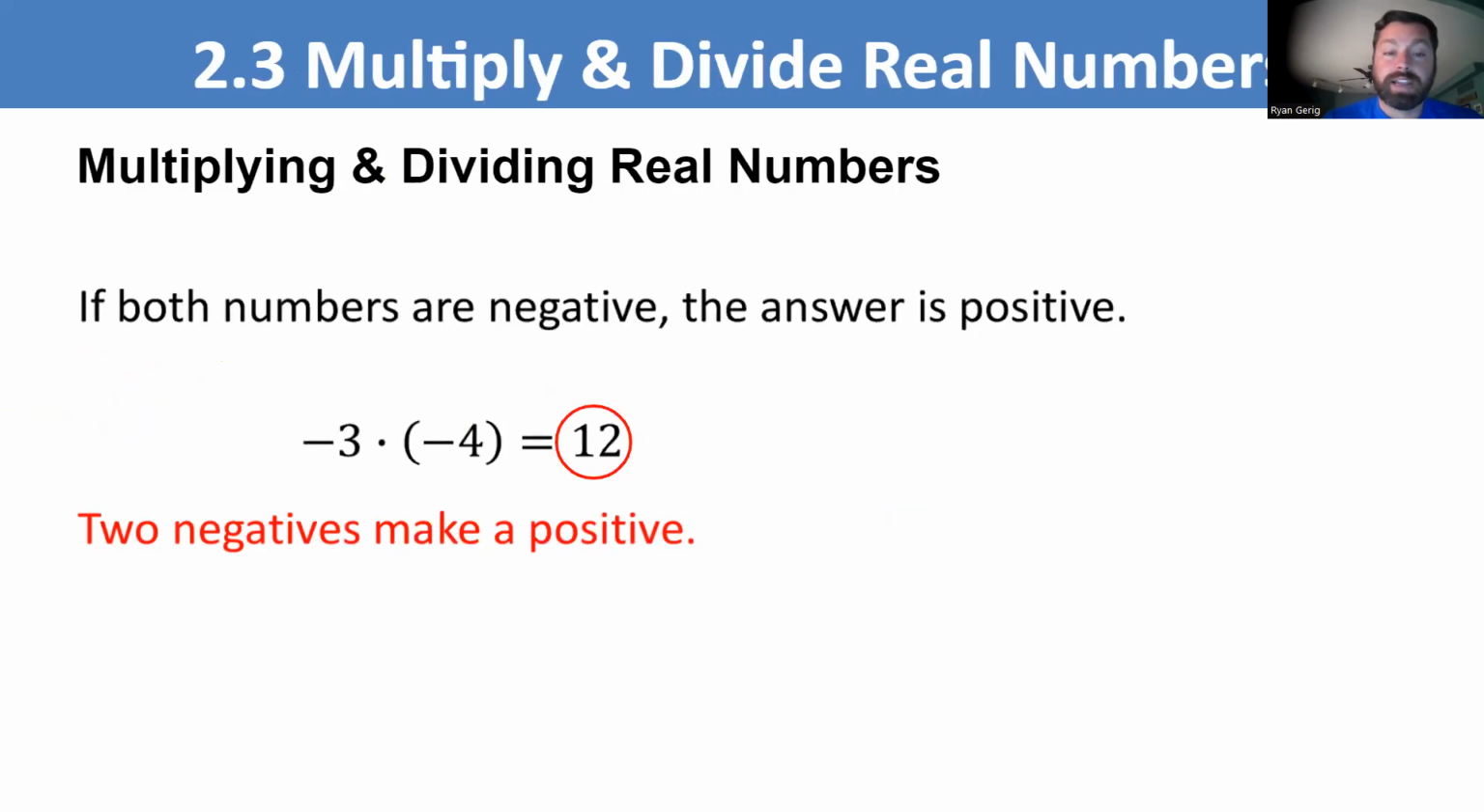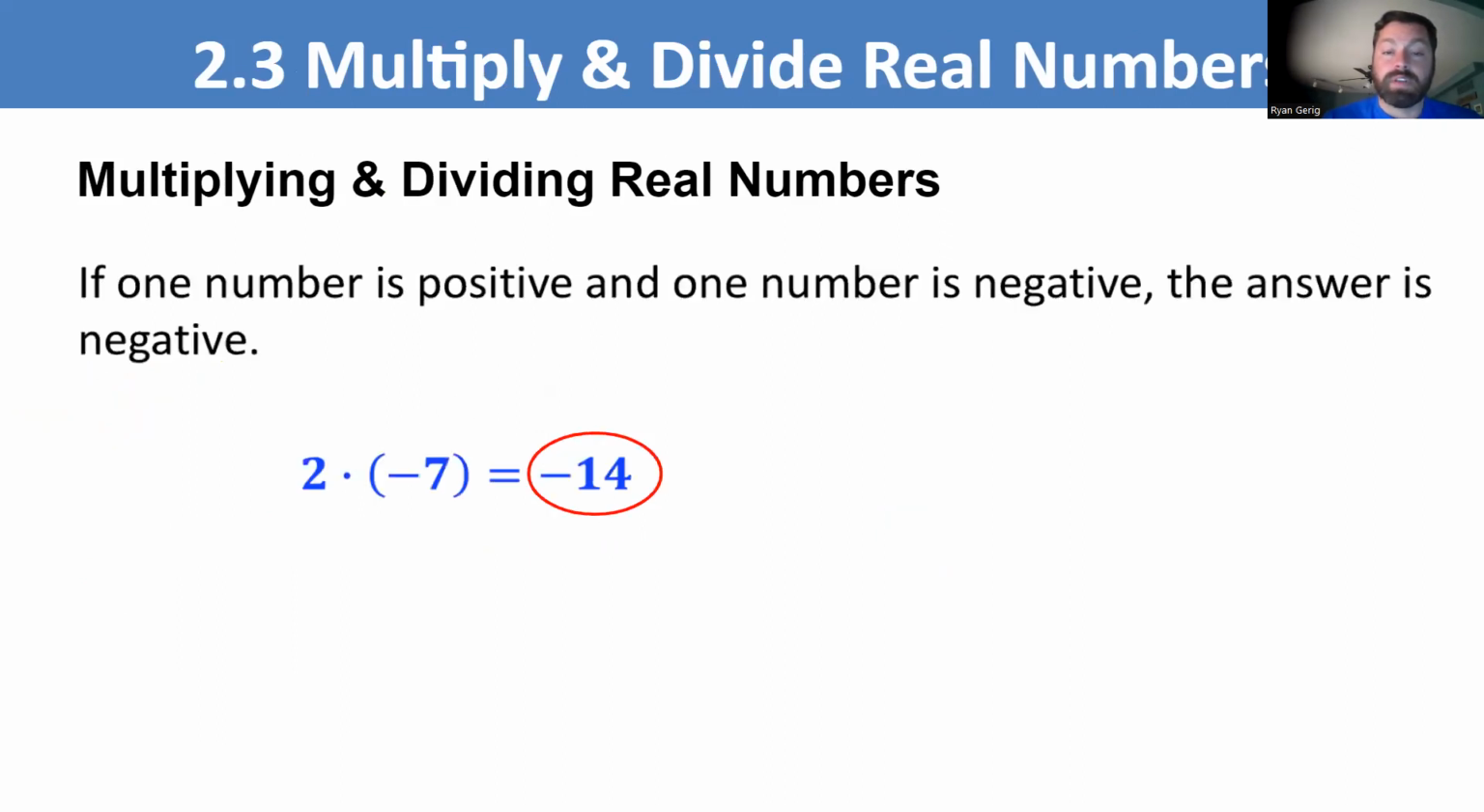With multiplying and dividing, if both numbers are negative, the answer is positive. And if one number is positive and one number is negative, the answer is negative.